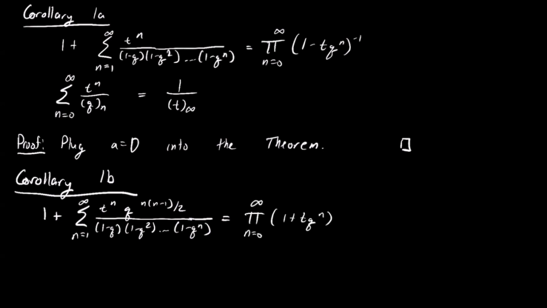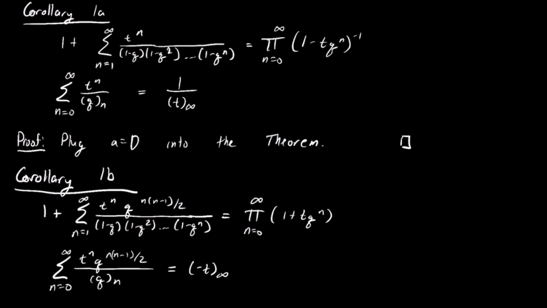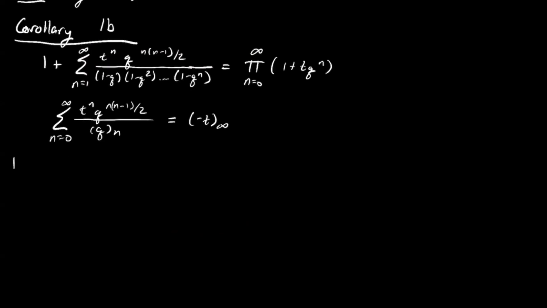And if we want to write this again using our q-Pochhammer notation, this is quite elegant. Using our q-Pochhammer notation, this is really just saying the sum of t to the n, q to the n times n minus 1 over 2, divided by q sub n, as n goes from 0 to infinity, is just equal to negative t sub infinity. So it's really, really elegant when we use our q-Pochhammer notation. Okay, so how do we prove this? How do we prove this theorem? Or rather, how do we prove this corollary?